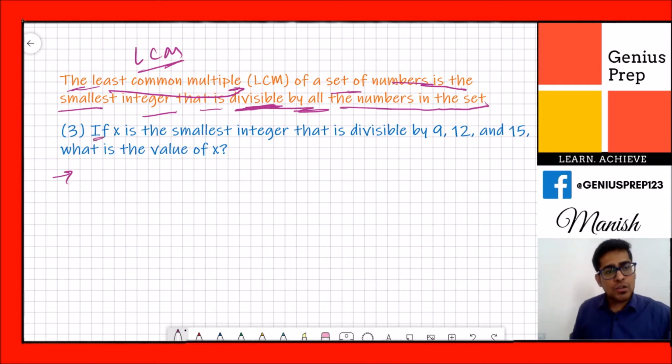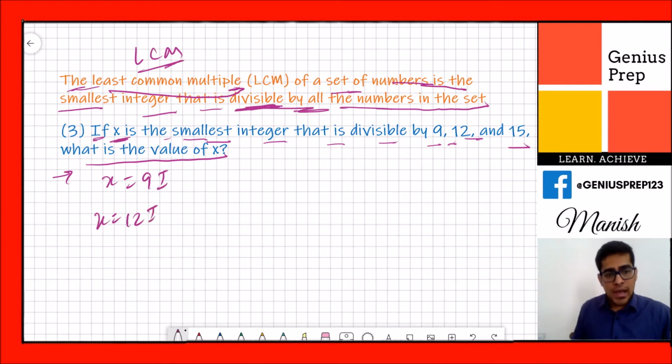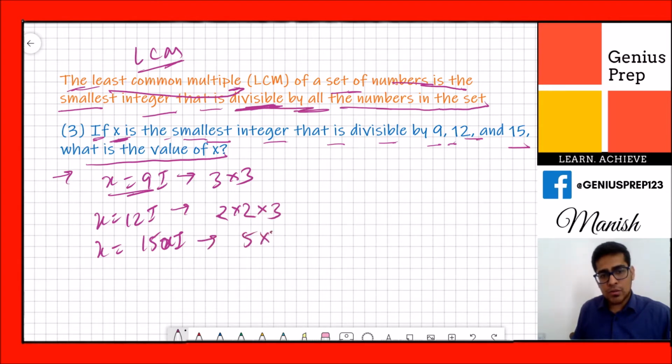The question says, if x is the smallest integer that is divisible by 9, 12 and 15, what is the value of x? So if x is the smallest integer which is divisible, that means x is a multiple of 9, x is a multiple of 12, and x is a multiple of 15. If you factorize these, 9 is 3 cross 3, 12 is 2 cross 2 cross 3, and 15 is 5 cross 3.